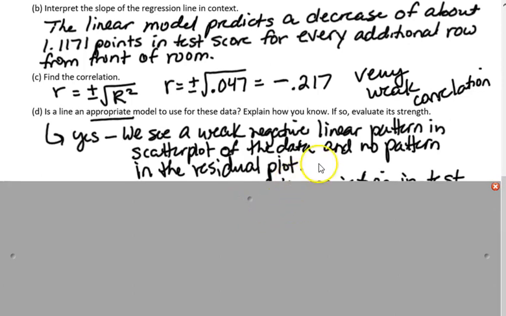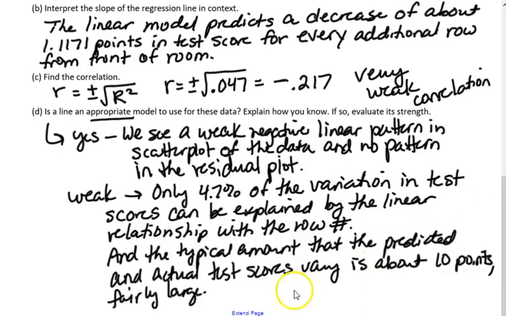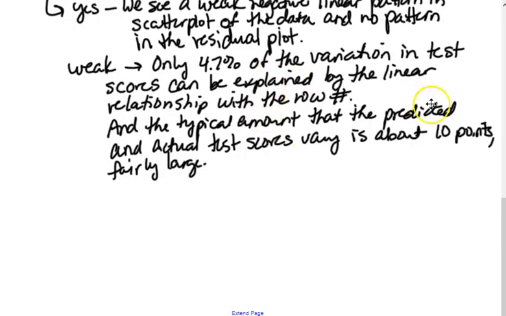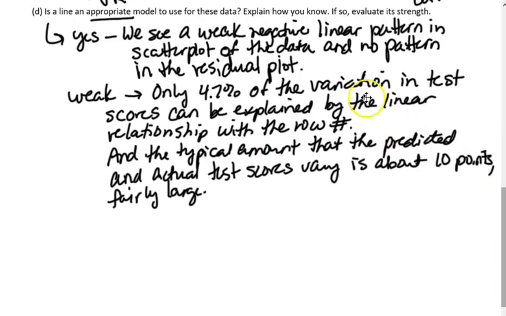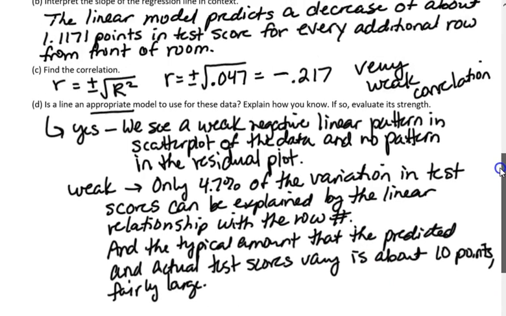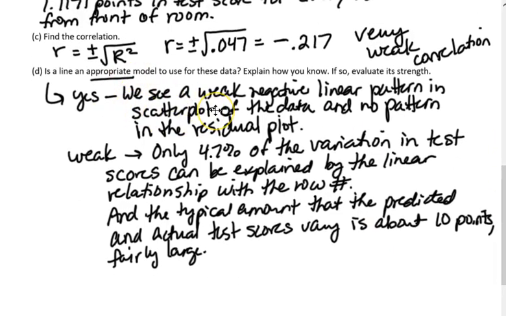Now, that doesn't mean it's necessarily a good model. Does it make good predictions? Probably not. Only 4.7% of the variation in test scores can be explained by the linear relationship with the row number. And the typical amount that the predicted and actual test scores vary is about 10 points. So fairly large if you're thinking of a 100-point test. Maybe not huge residuals, but definitely a weak relationship between test scores and row number.